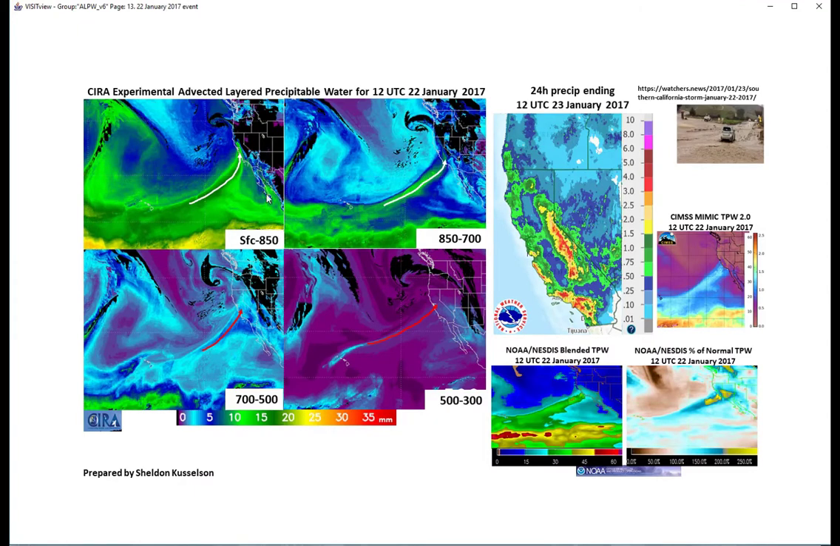So here's our example with the old color table here, and the nice thing about this is you can see in a three-dimensional perspective the vertical distribution of the moisture over here at surface to 850, and then you can see how it lines up. This particular atmospheric river event lines up over California. Compare it to what you're used to over here in the blended TPW or the mimic TPW product, and you can see it led to a heavy rain event over here.